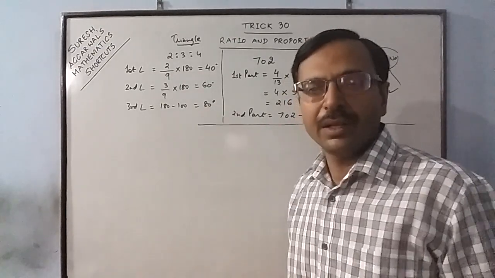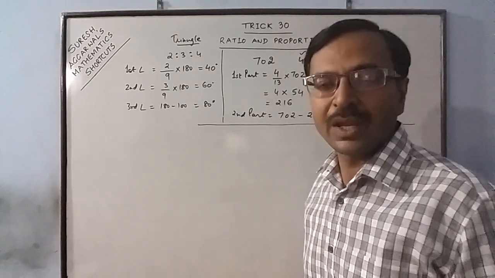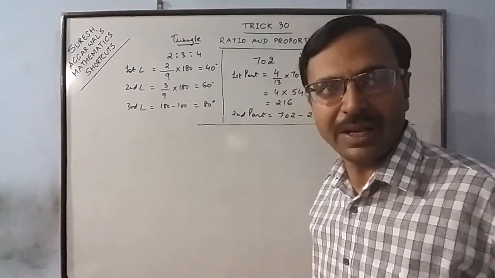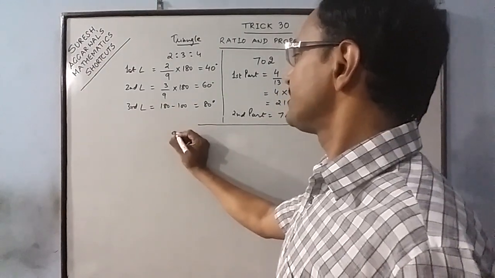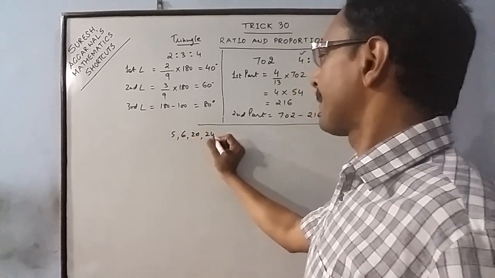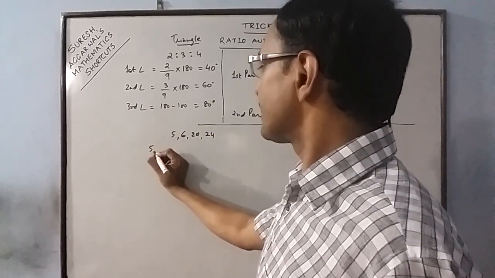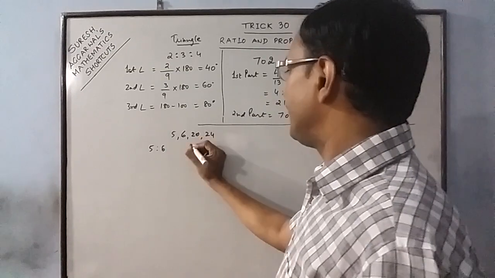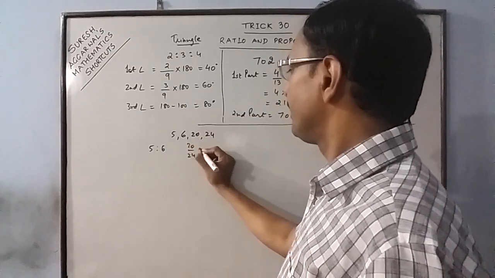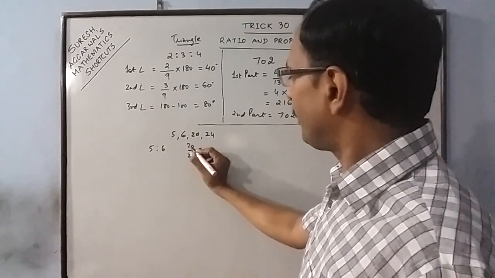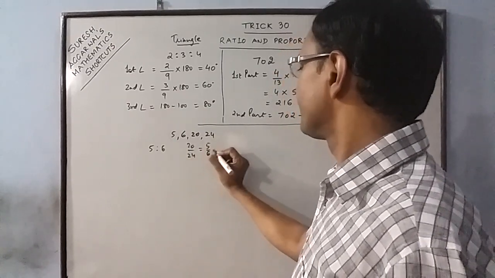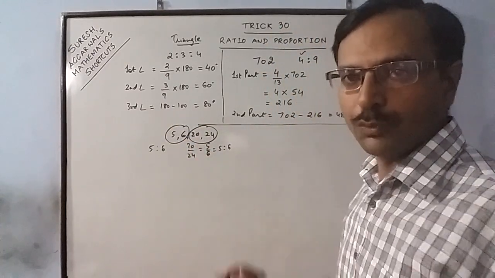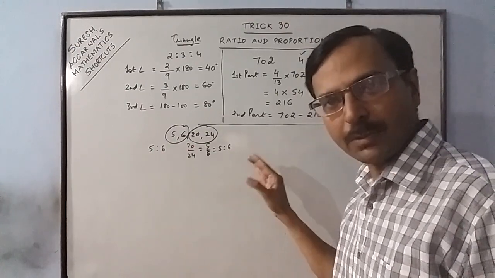Now coming on to another important concept of proportion. When two ratios are equal, then the four numbers involved are said to be in proportion. Like we have an example of 5, 6, 20 and 24. Now this 5:6 is obviously in lowest form, we cannot simplify it further, but 20:24 can be simplified by cancelling the common factor of 4. So 5 ratio 6. So you see the ratio of the first two and the ratio of the last two is same. So we call them in proportion. So these four numbers are in proportion.